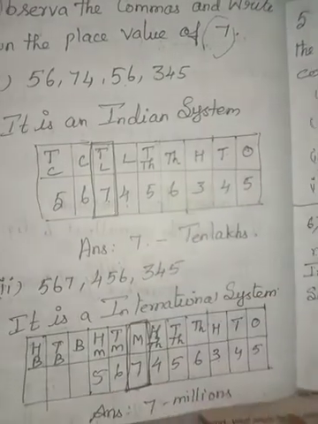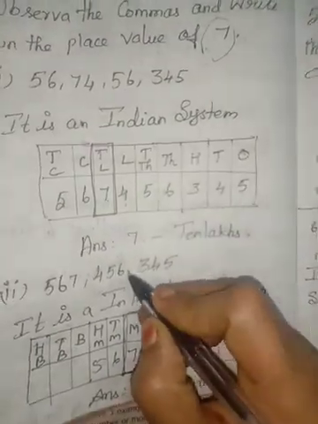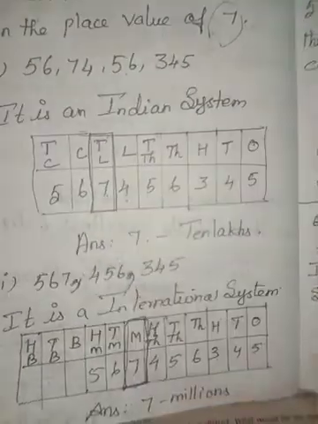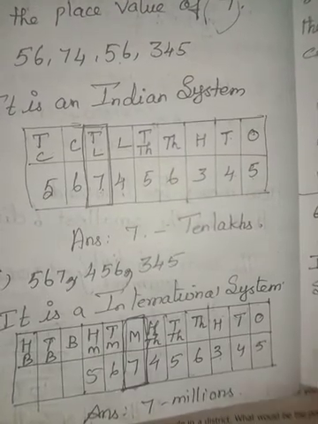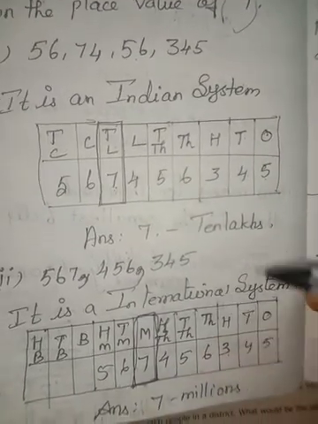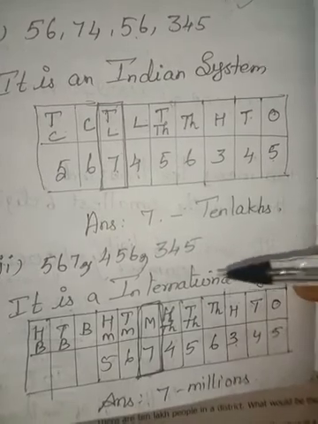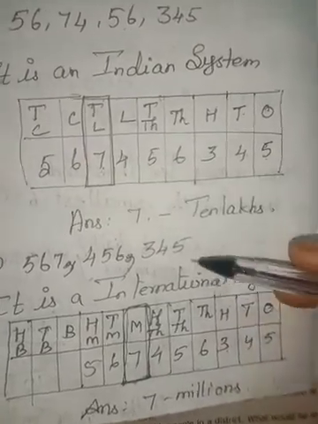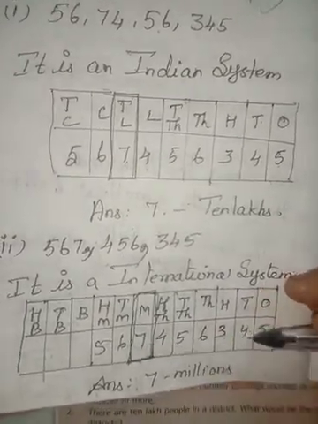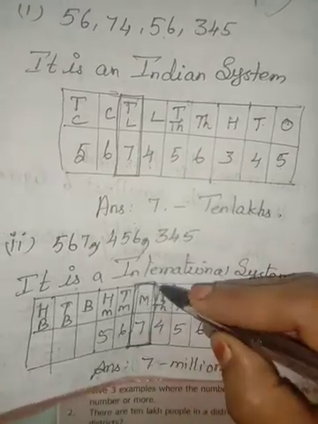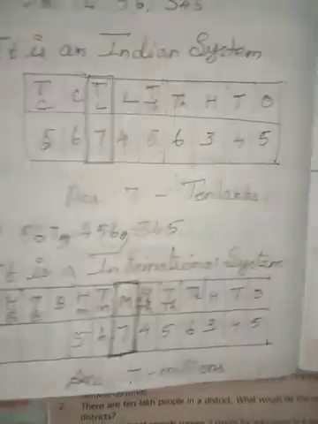Then here we observe the commas. They are putting a comma after every 3 digits from right to left. So we can say that it is the international system. The number is placed on the place value chart. Then we can say that the place value of 7 is equal to 1 million.